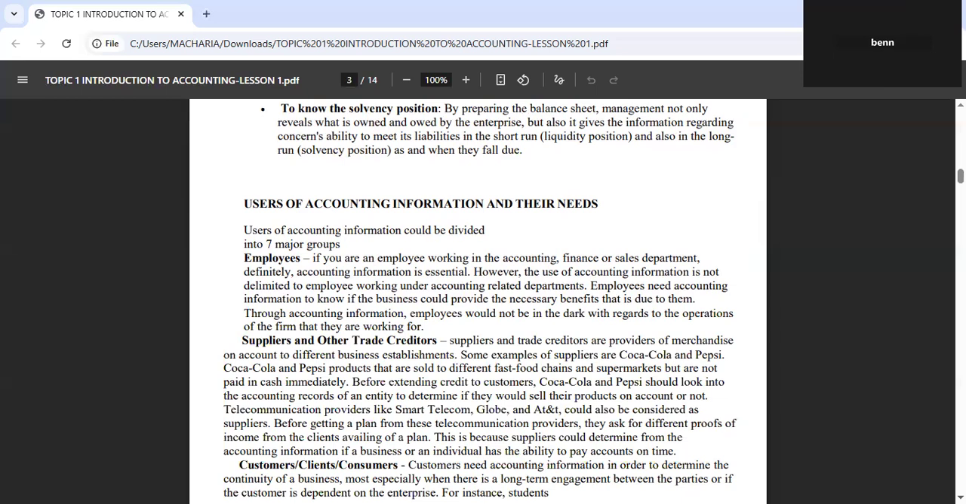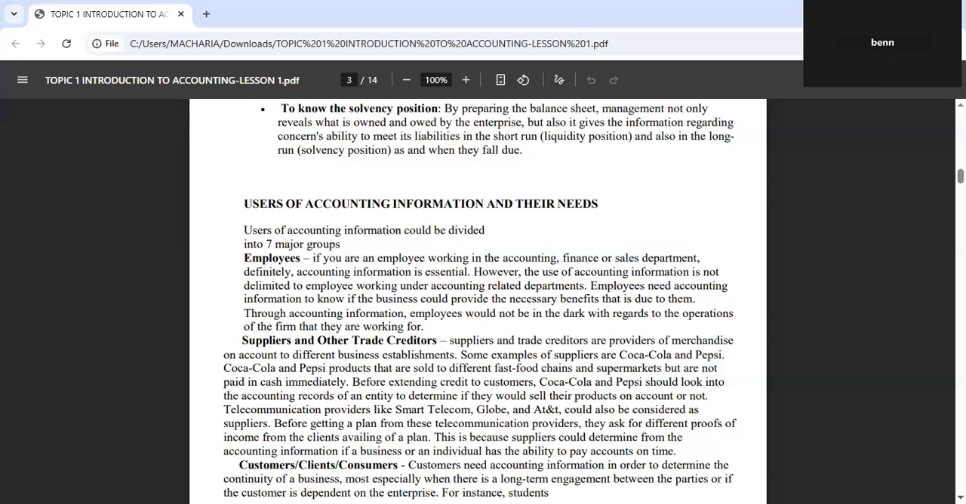The first and major basic users of financial information are the employees. If you are an employee working in an accounting, finance, or sales department, definitely accounting information is very essential. Employees need accounting information to know if the business could provide the necessary benefit that is due to them. You cannot be in a company that is making losses and expect that company to pay you. So as an employee, you need to make good use of the accounting information that is prepared by your company.